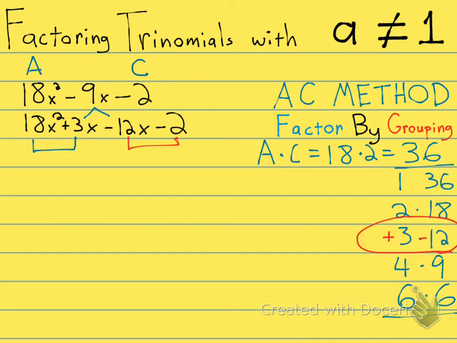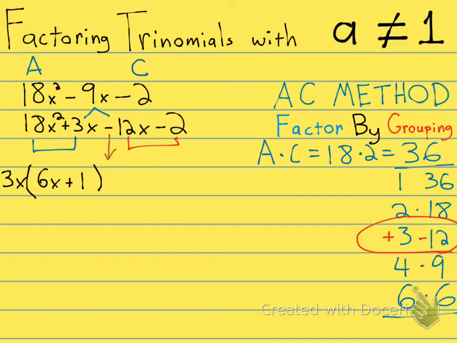When I look at my first group, my blue group, what's the greatest common factor? It's going to be 3x. And what will I be left with? I'll be left with 6x plus 1. Drop down this sign in the middle.